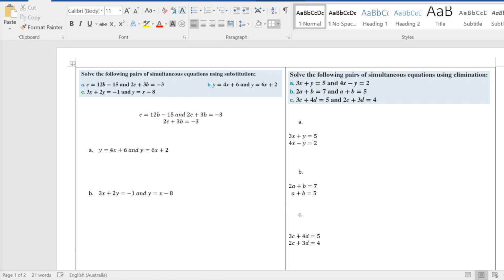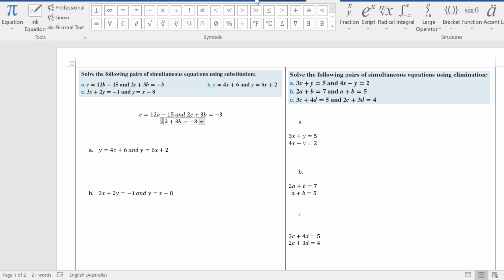Now, the first thing I'm going to do, I know that c is equal to 12b minus 15. So where I've got a c here, instead of writing c, I'm going to write it the other way. Now, this is a common mistake students will make. They will do this. This is not correct. What you have to do is put a bracket around it. So instead of writing c, I've written 12b minus 15 in a bracket.